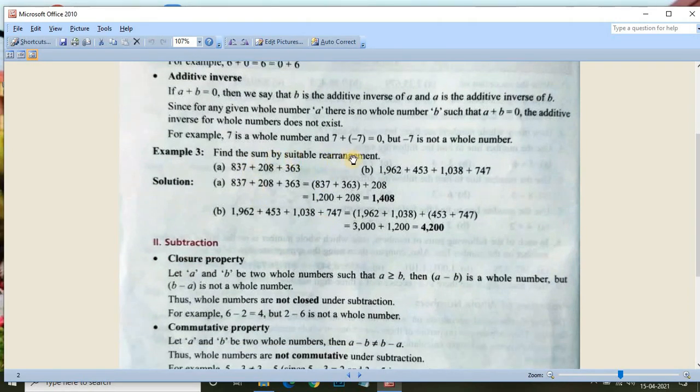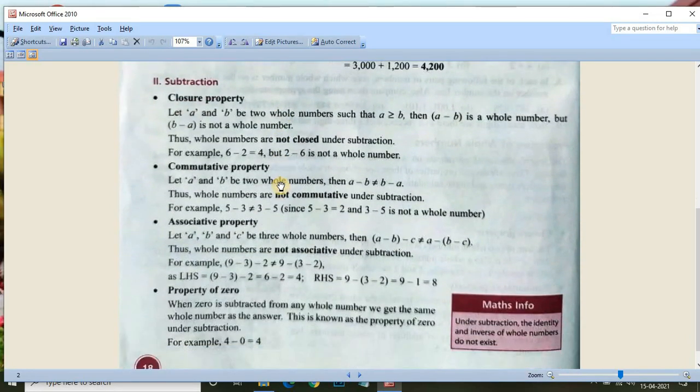Now these are a few examples or suitable rearrangements given. You have to solve it in the exercise. Now let us move to the next one, that is subtraction.